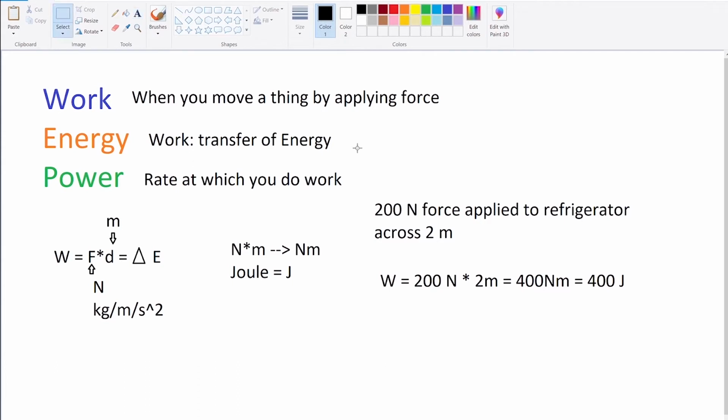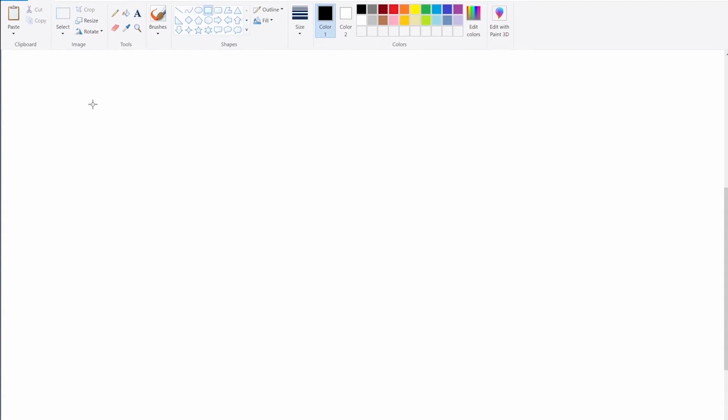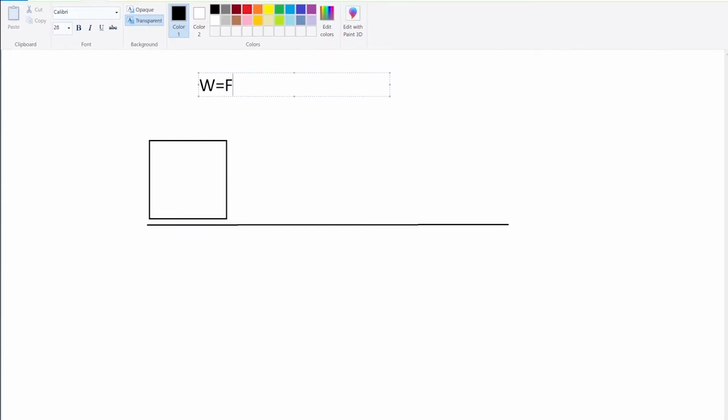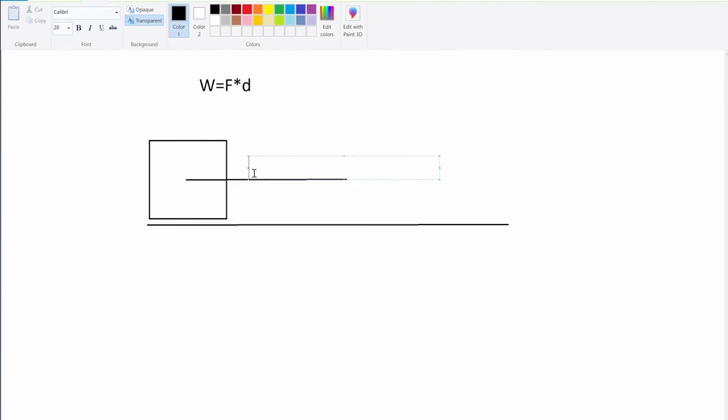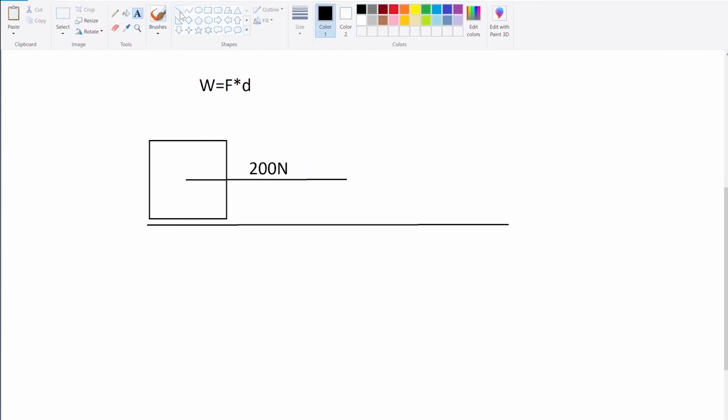So something else that you have to keep in mind when we're talking about work is that the direction that you apply force matters. So let's say here's your box and you're trying to move it, or your refrigerator or whatever, across this floor. If you want to use the equation work equals force times distance, you can only look at the amount of force that's being applied in the same direction as the displacement that you're interested in. So let's say you push it straight this way, and that's 200 newtons. That should be a little arrow, more or less.